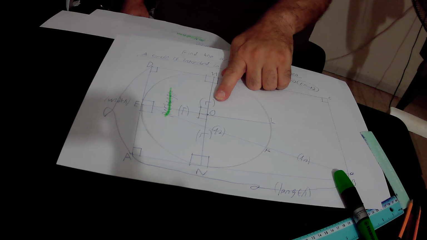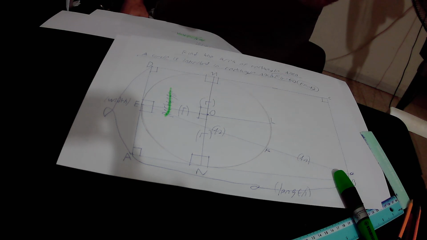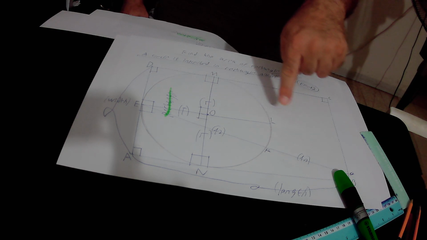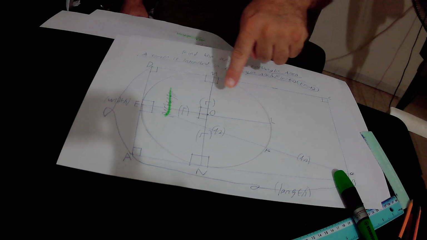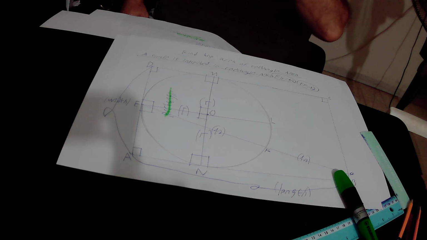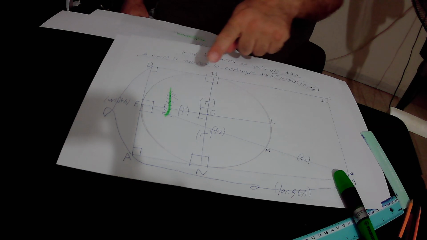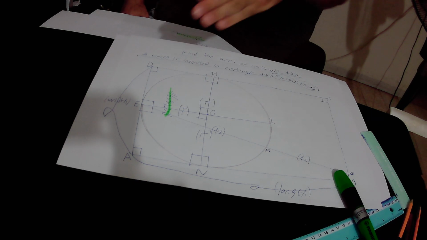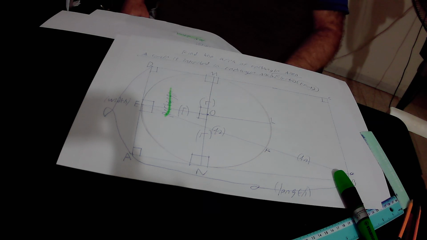Why does EL pass through point O? Because we extended the radius EO by a straight line. Therefore, EL passes through point O, that is the center of the circle. So chord EL passes through the center of the circle. Therefore, EL must be the diameter of the circle. Any chord that passes through the center of the circle must be the diameter of the circle. EL is the diameter of the circle.